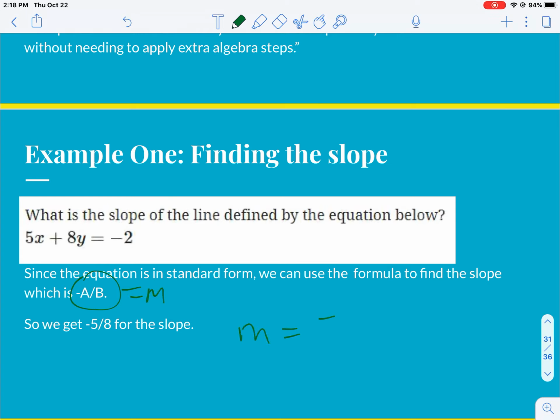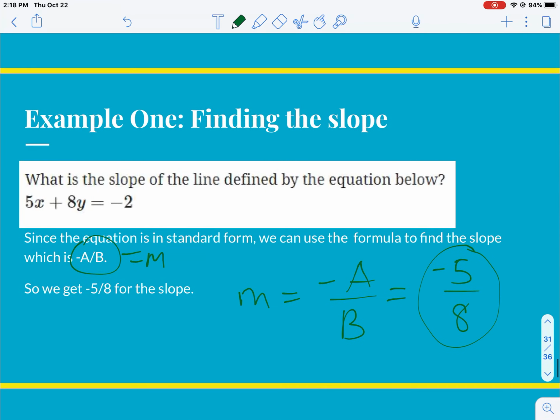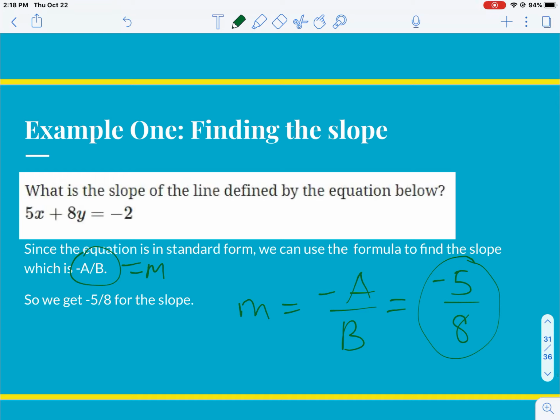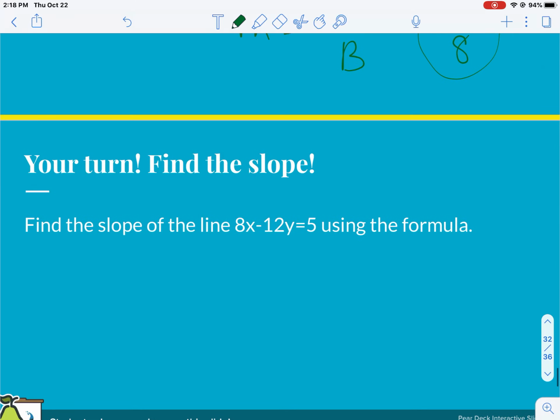So the slope m is negative a over b. Here, a is 5, so we get negative 5 over 8, which is b, and that's the slope. It's an easy way to find the slope. It's a little bit of a trick, but we'll take it. You could subtract 5x from both sides and divide by 8, and you would still get negative 5/8, but this is a faster way.